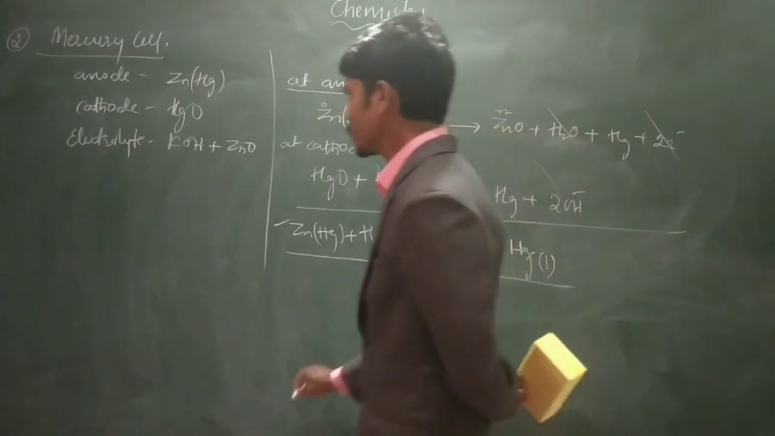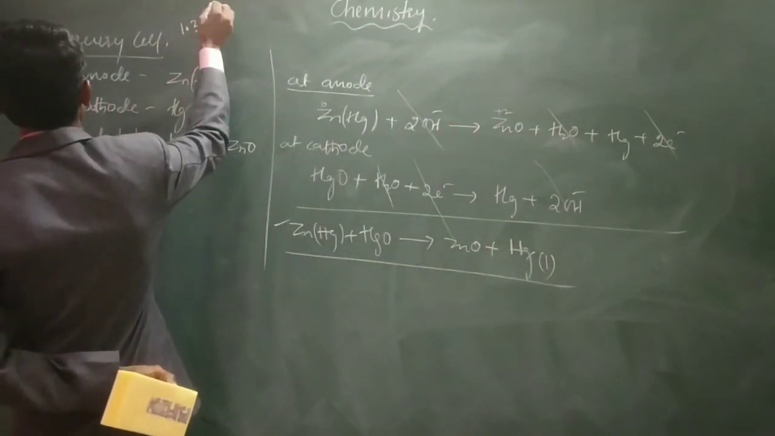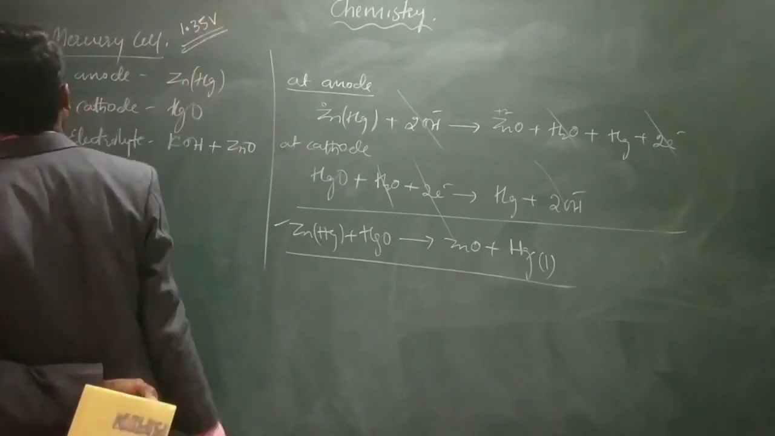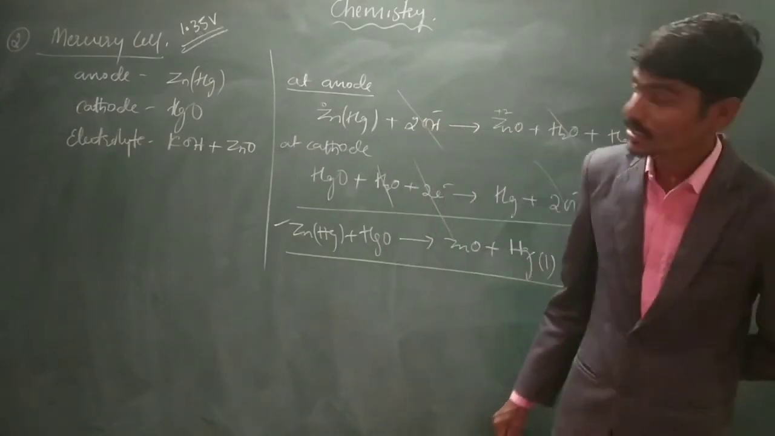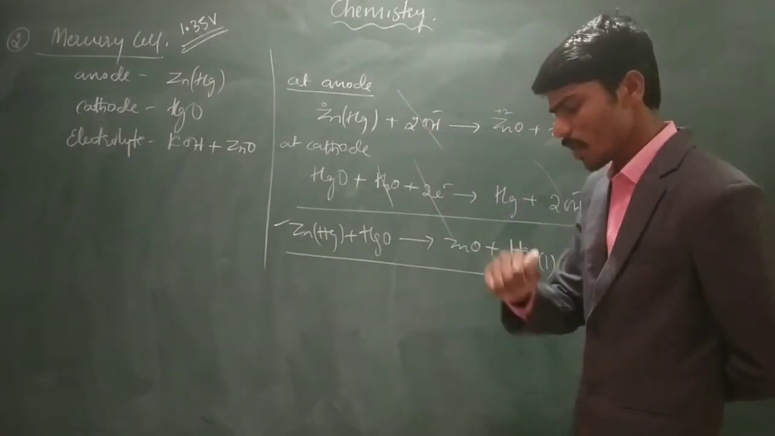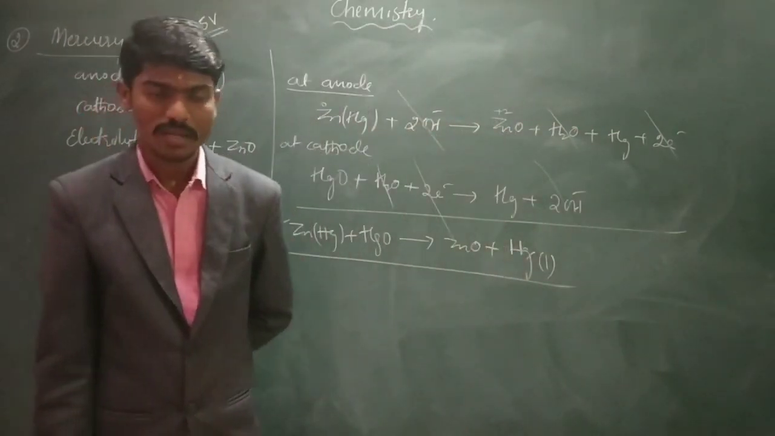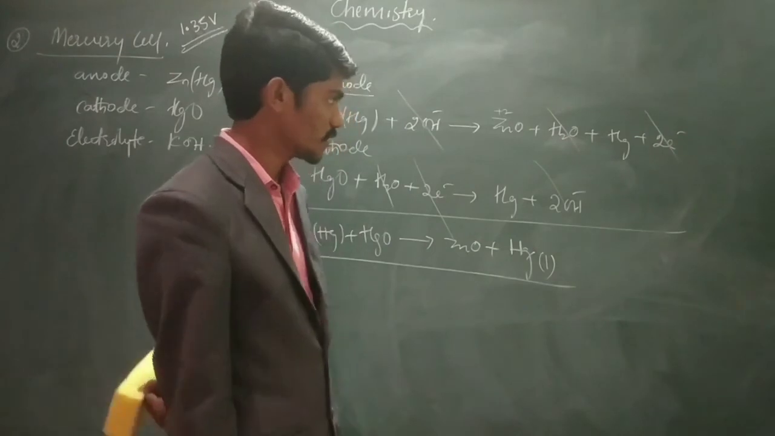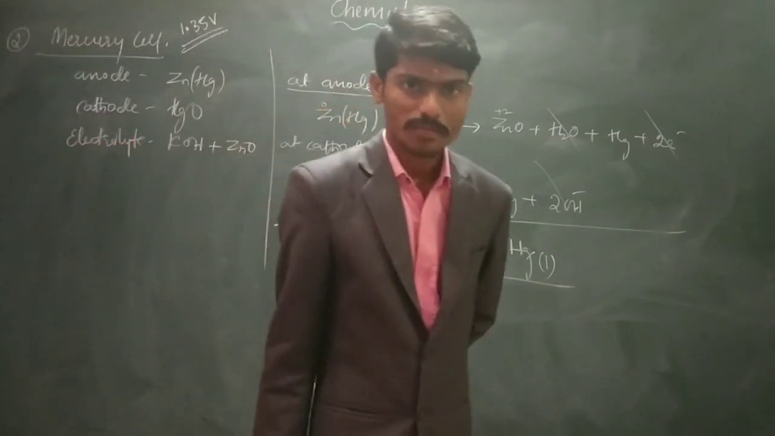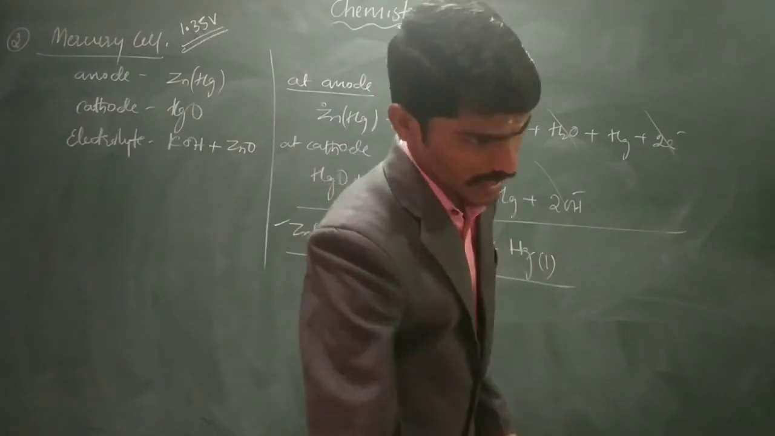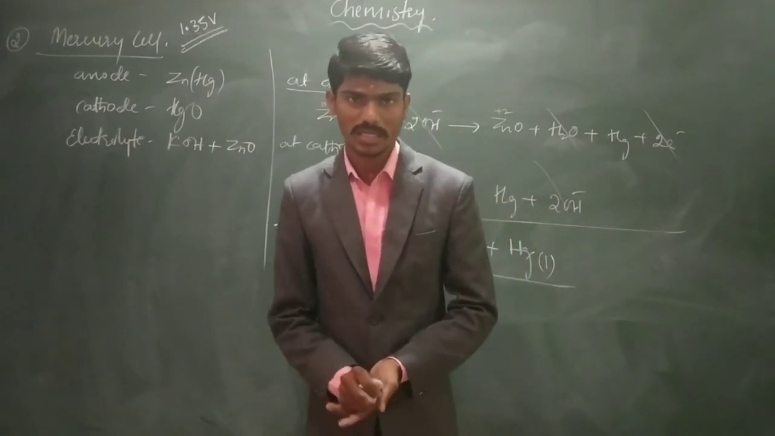Here in this cell the cell potential is 1.35 volt. 1.35 volt of current is generated in the mercury cell. This is about the dry cell and mercury cell, which come under primary batteries. In the next class we'll discuss secondary batteries. Secondary batteries include two: lead storage and nickel cadmium storage. We will complete both of them in the next class.